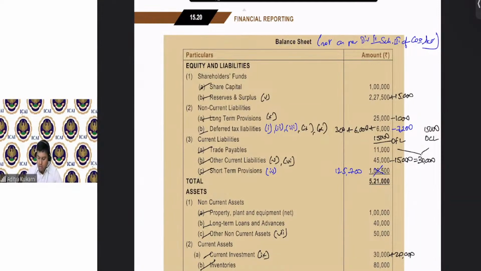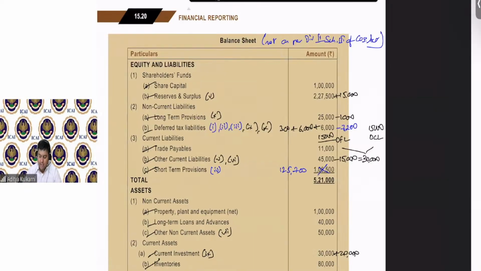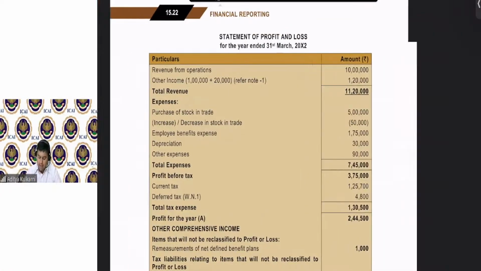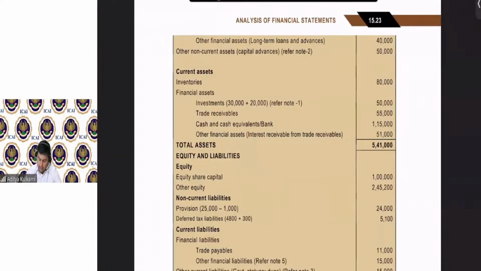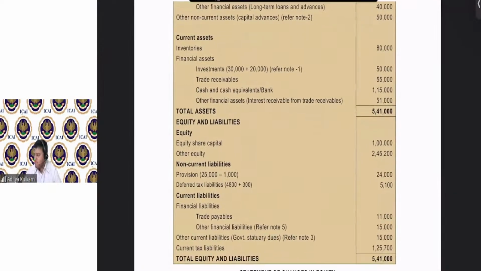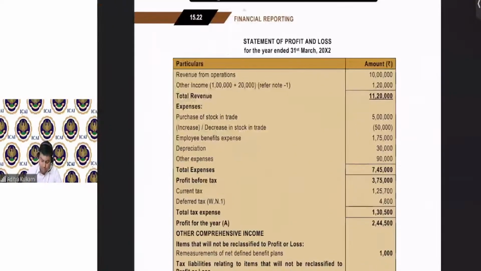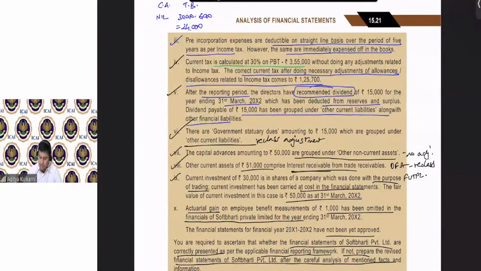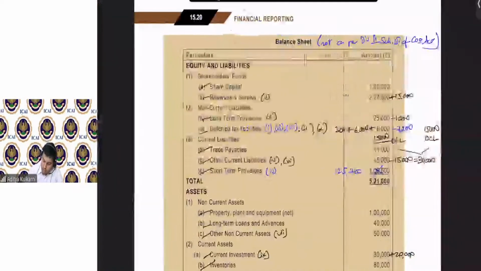So now all that you need to do is the additions and subtractions, and then present the financial statements in line with Schedule 3, Division 2. Is it okay? Can you do this for me, please? Yes, you can do this. Now you only have to do a balance sheet for me.